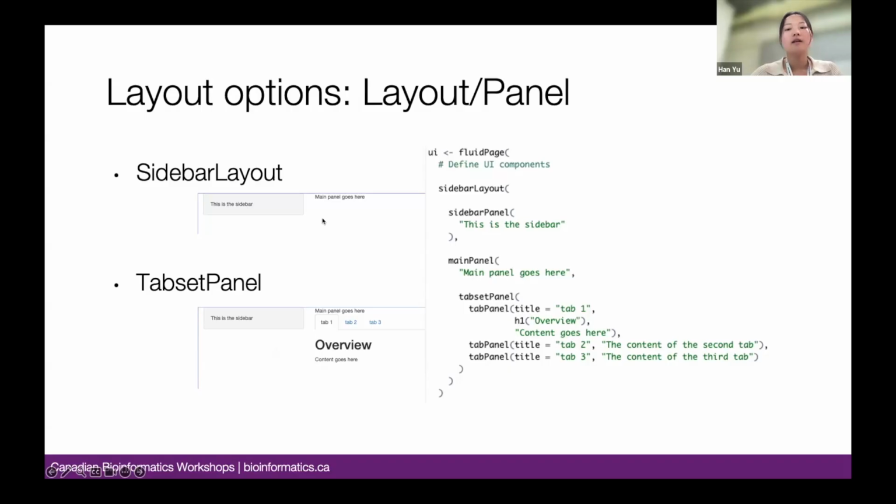So like here. The tab panels allow multiple sections within the same app. Each tab can represent different types of content, making it useful for apps that require multiple views, such as summary reports, visualizations, and model outputs. So here we define 3 different tabs. We have tab 1, tab 2, and tab 3.